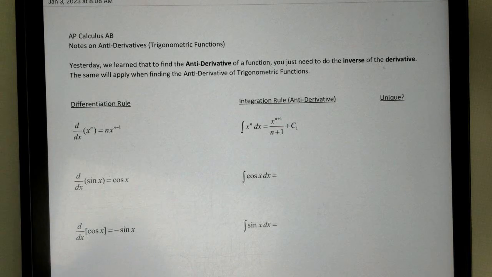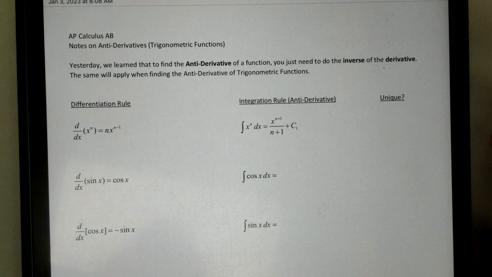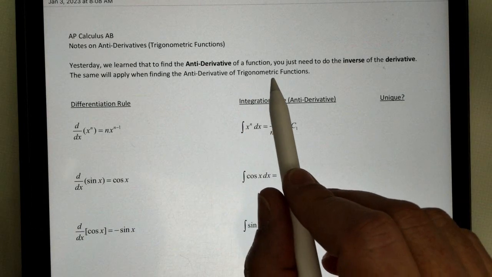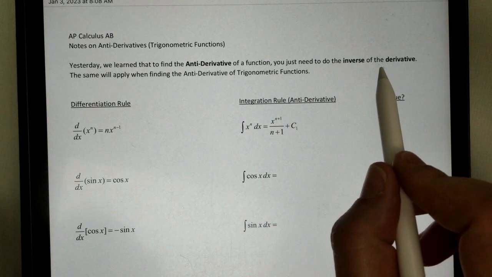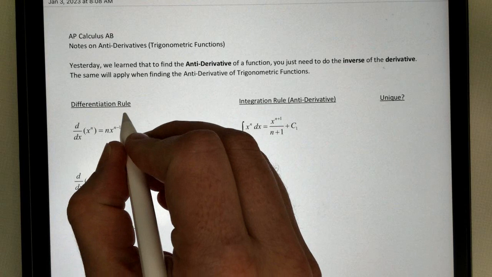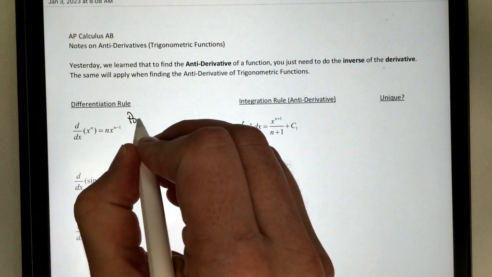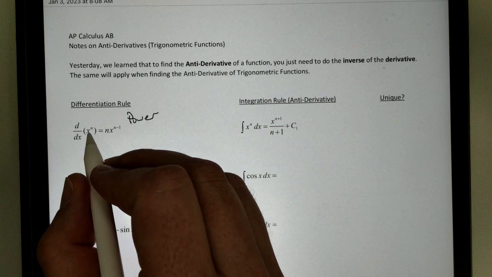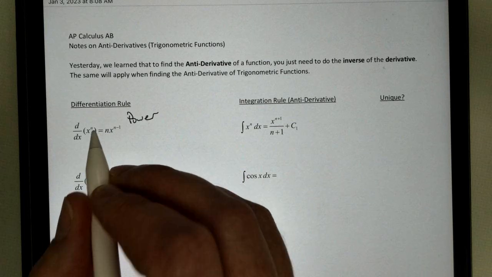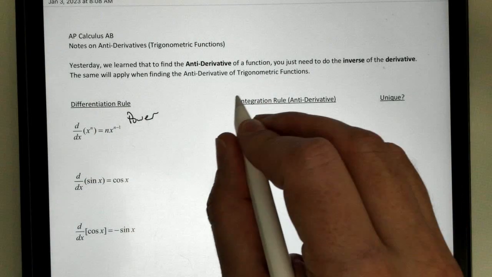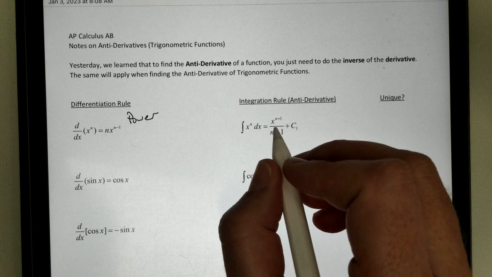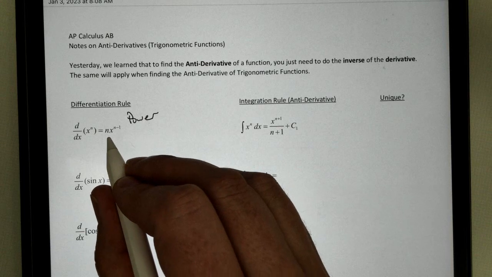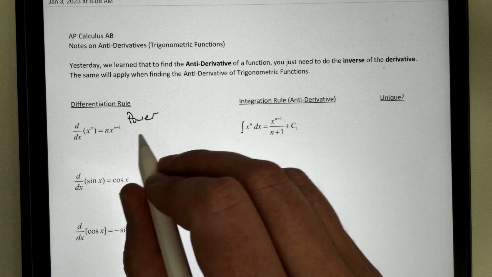Hello, welcome back. Today we're going to continue our discussion on antiderivatives, more importantly the trigonometric functions. Yesterday we learned that to find the antiderivative of a function, we just need to find the inverse of the derivative. And we saw that yesterday with our power rule here. In the power rule, when taking the derivative, we would drop the power and subtract 1. In the antiderivative, or the integration rule, which we're going to call it as well, we would add 1 to the power and divide by the new power. And if you notice, it's the exact opposite, or the inverse, of what we did for the derivative.